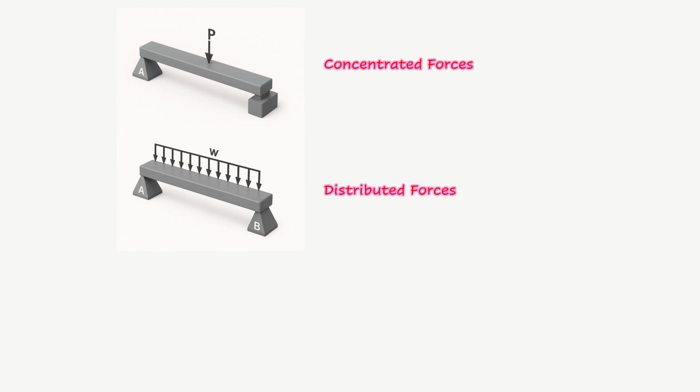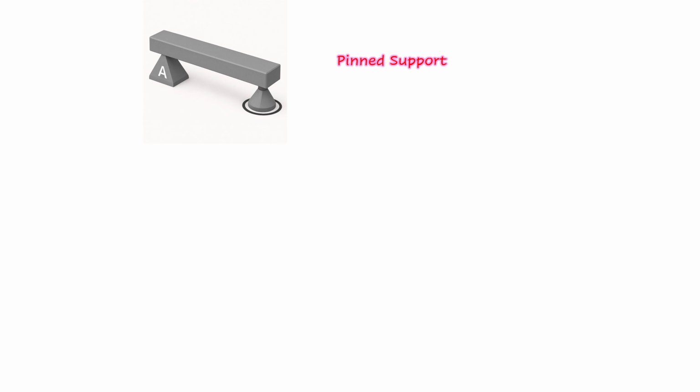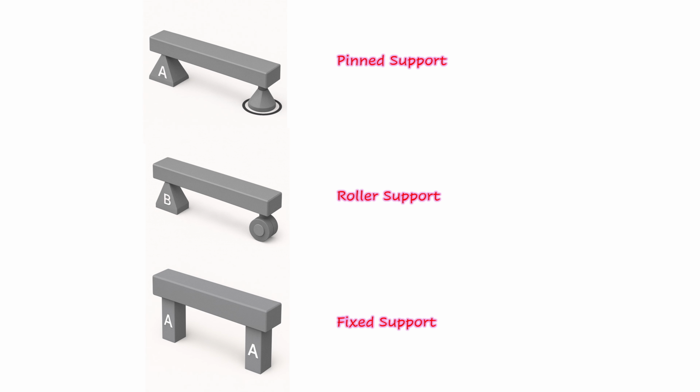The most common ways of applying loads to a beam are concentrated forces, distributed forces, and concentrated moments. In the real world, beams can be supported in many different ways, but for analysis purposes, supports can be modeled as one of three idealized supports: pin supports, roller supports, and fixed supports. Each of these supports restrains the beam in different ways.